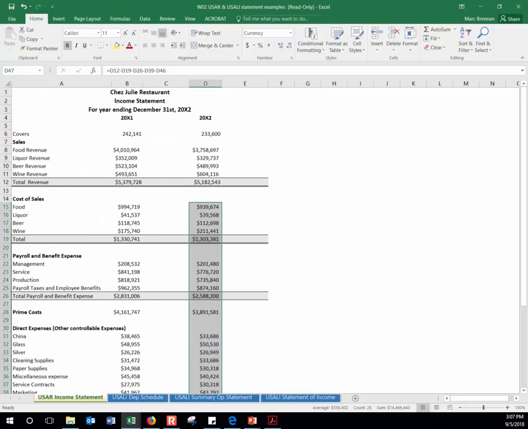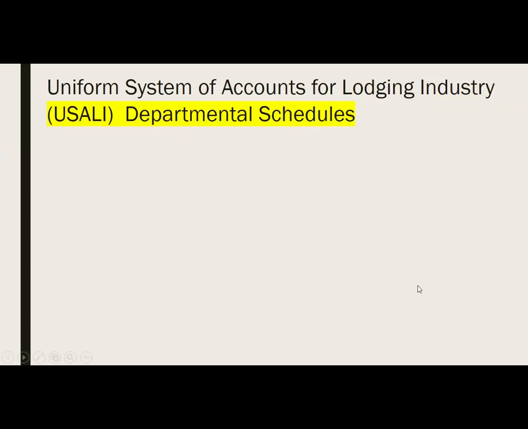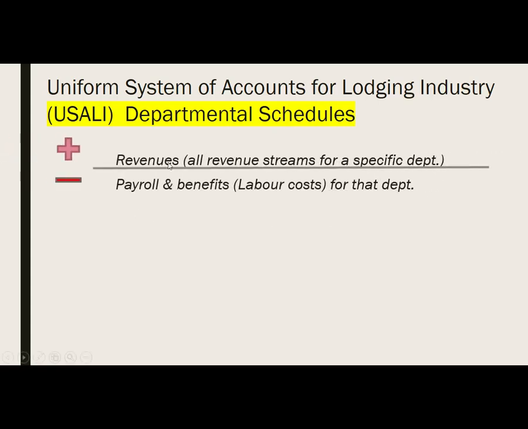So that would be a USAR income statement, pardon me. Now, for USALI, remember that it's in different steps. So you have your departmental schedules first, which depends on that specific department because there are different profit centers. So think of a hotel, it has so many different areas. So they first develop their own mini income statement that outlines the revenues for that specific department, the payroll and benefits for that department, and then other expenses for that department.